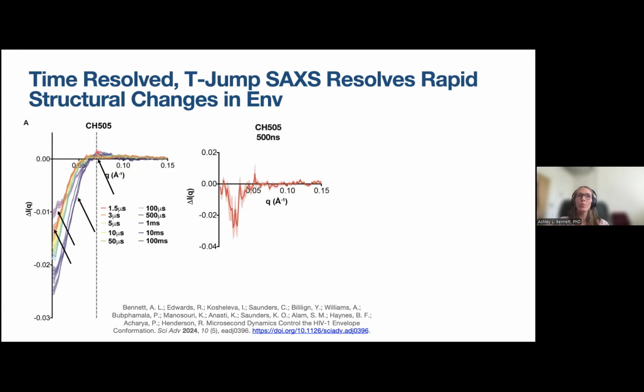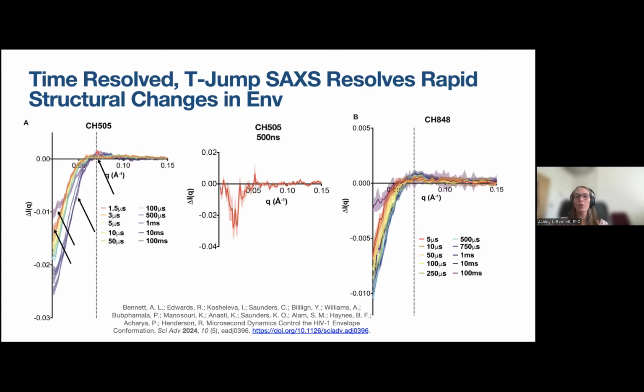We were also able to measure similar profiles for the CH848 envelope as well. And one difference that I do want to point out is that we didn't actually go down to quite so low a time delay here. We started at 5 microseconds. We also have additional time points of 250 microseconds and 750 microseconds here. But what we see is that there is a similar feature here, this main one we're interested in, this little lump at 0.07 inverse angstroms.